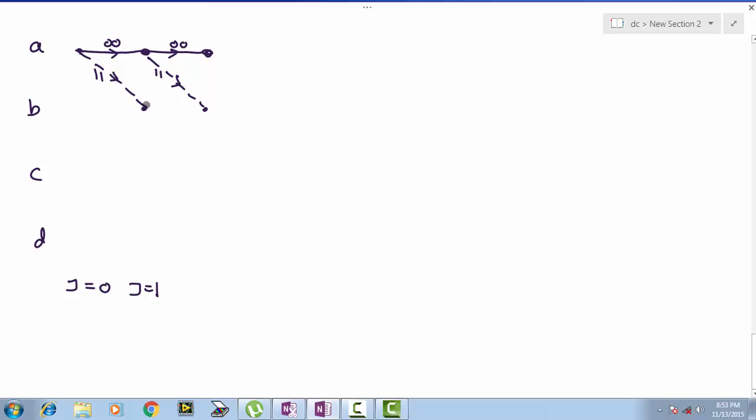Next, we are in state B here at level j equal to 1. When we are in state B, if the input is 0, we move to state C, solid line, with the output of 1 0, and when the input is 1, we move to state D with the output of 0 1. Okay, j equal to 2.